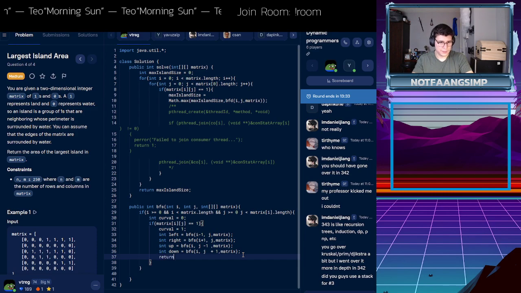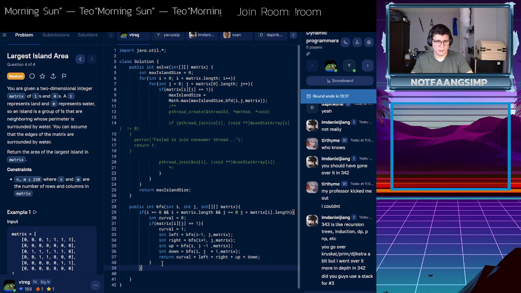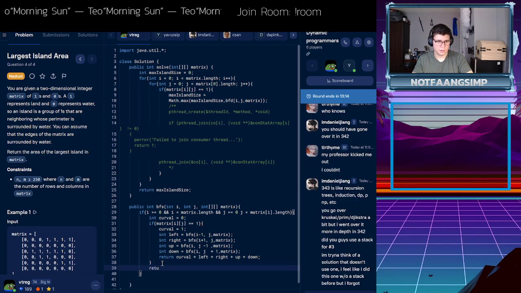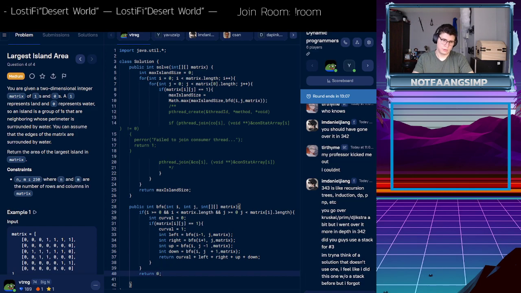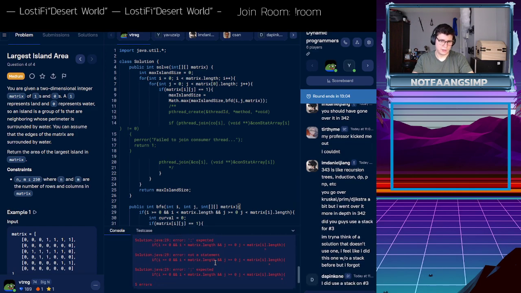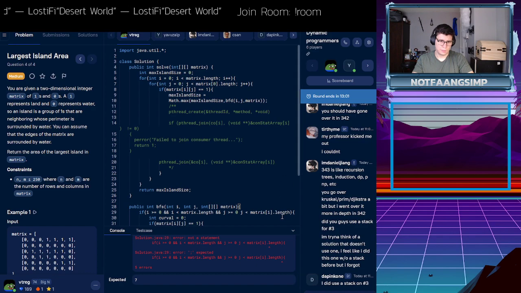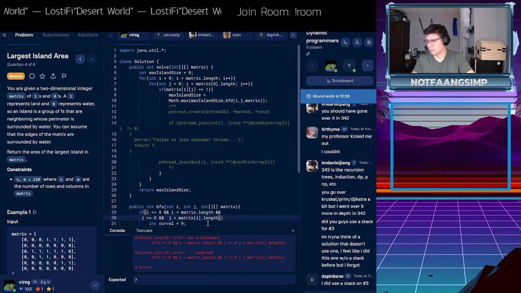And if it's that, we're going to return curval plus left plus right plus up plus down, I think. And otherwise, we can just return zero. This won't work at all, I think. Oh, I forgot an amp. There you go. Let's go ahead and split these conditions up into multiple lines.